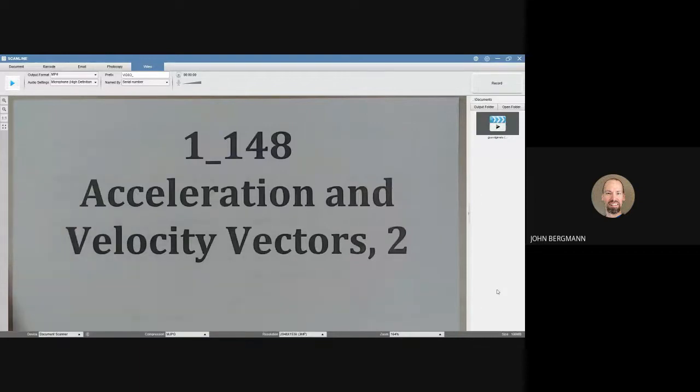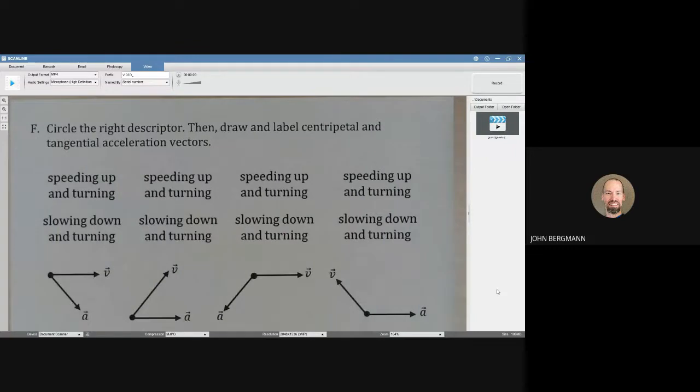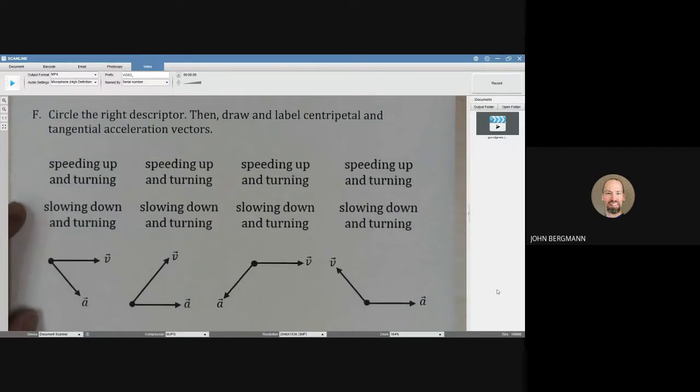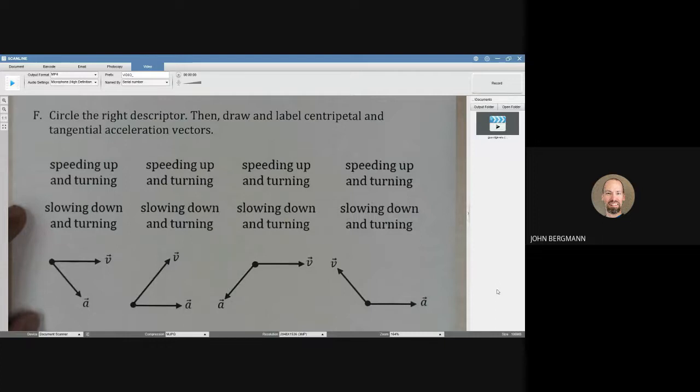This is our second video on acceleration and velocity vectors. Here we have some velocity and acceleration vectors given, and we want to decide, are we speeding up and turning or slowing down and turning for each case? What we can see here is that there's an acceleration component that's in the same direction as the velocity. So for this one on the left here, we're going to have speeding up and turning.